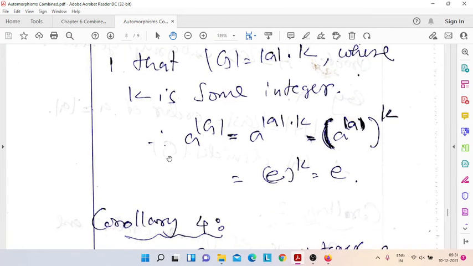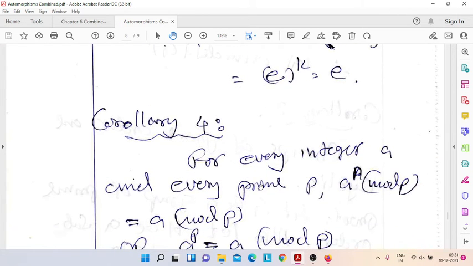Therefore a raised to the order of G equals a raised to the order of a times k, which equals a raised to the order of a, the whole raised to k. But a raised to the order of a gives us the identity element e. Thus we get e raised to k, equal to e itself. Next, corollary 4.